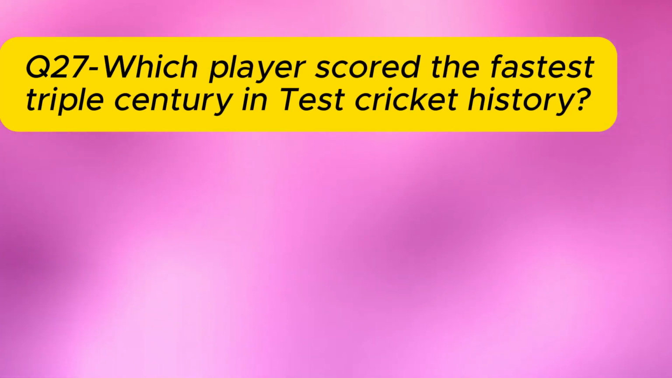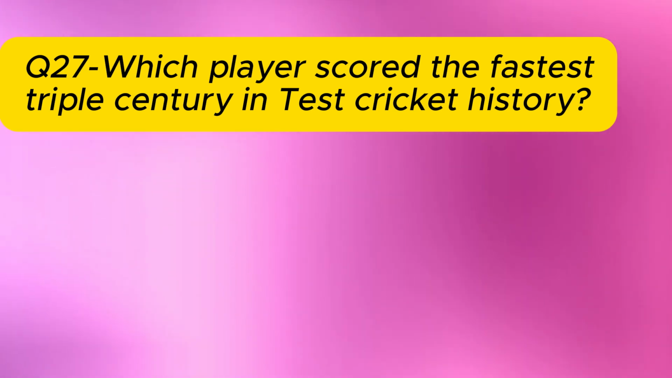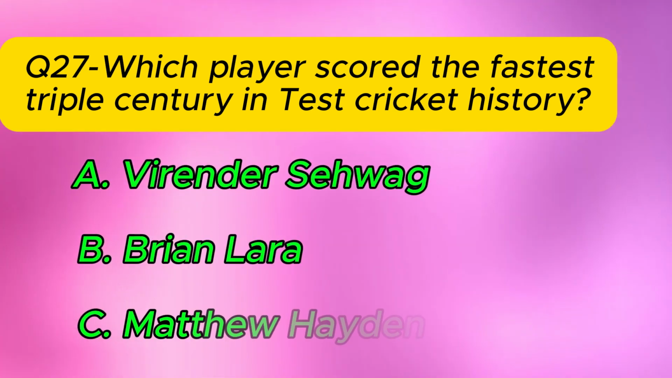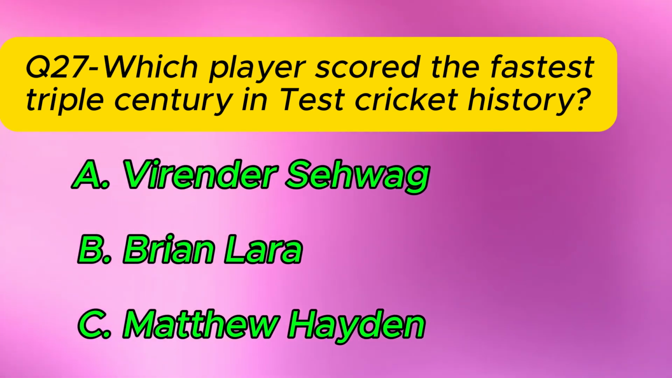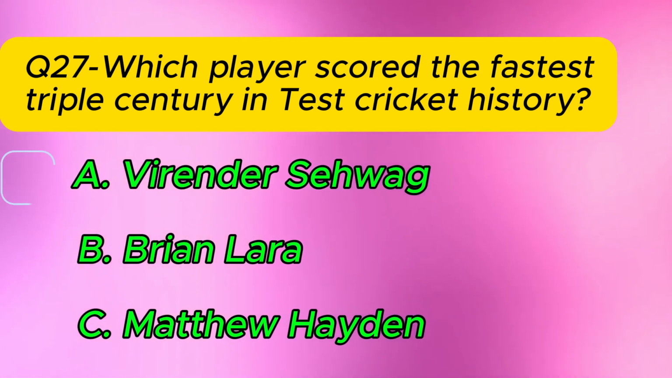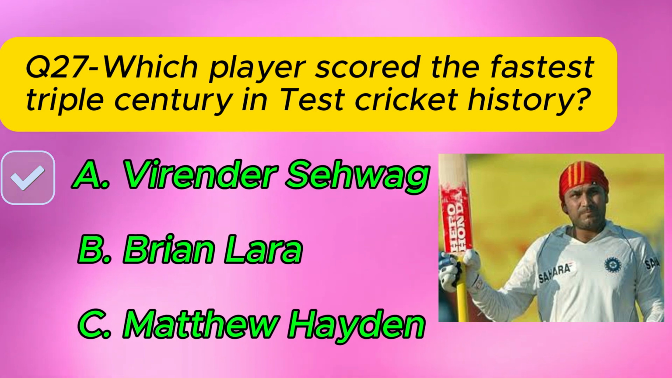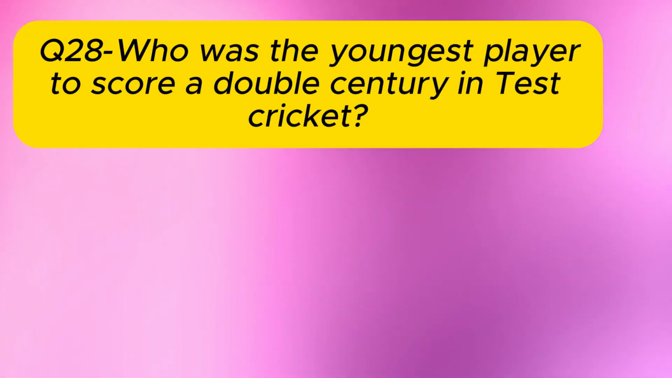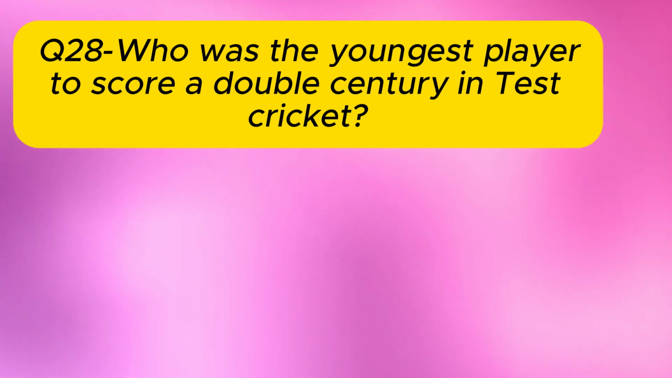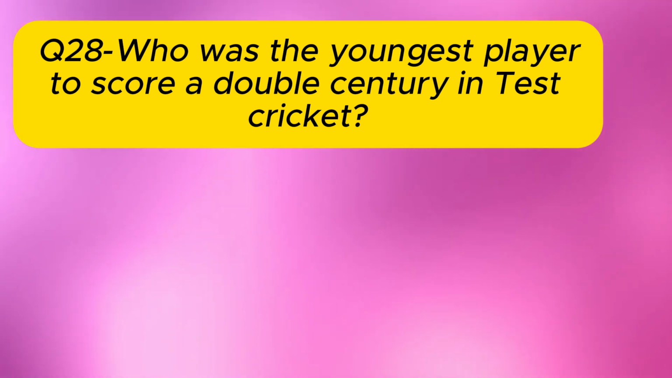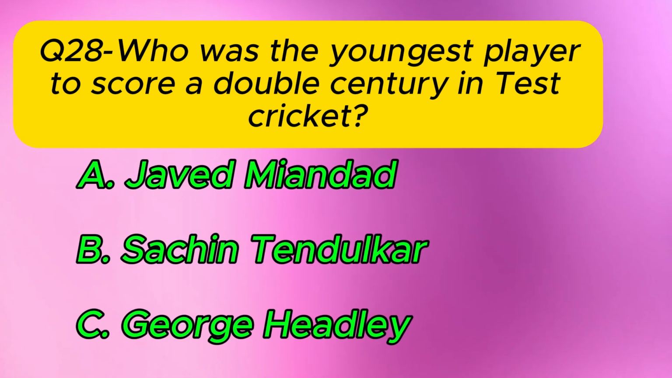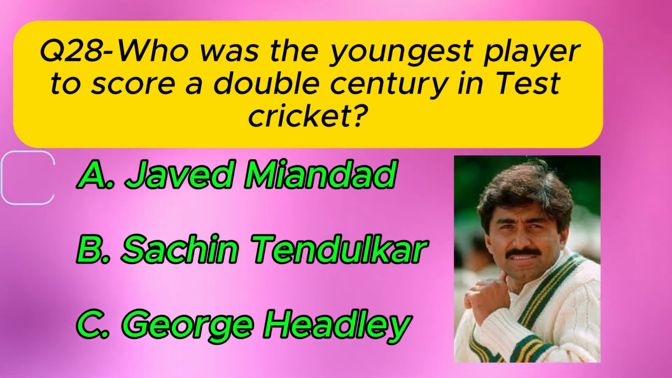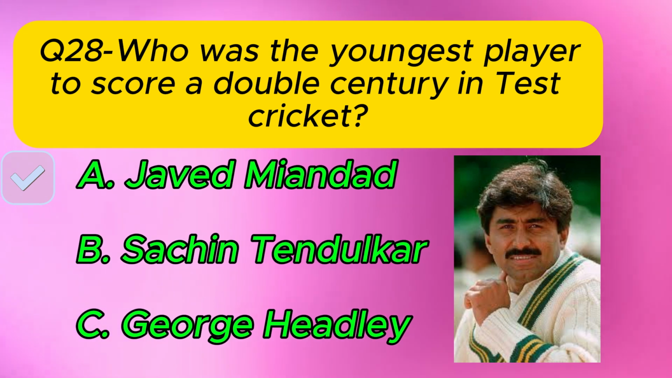Which player scored the fastest triple century in Test cricket history? Correct answer is option A, Virender Sehwag. Who was the youngest player to score a double century in Test cricket? Correct answer is option A, Javed Miandad.